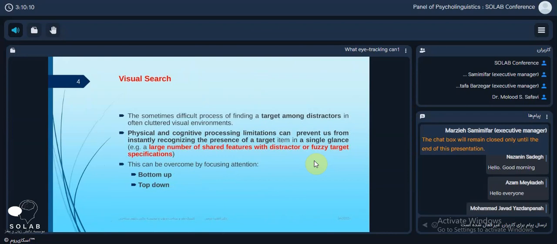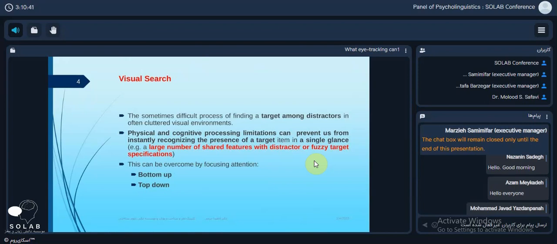One of the very important and sometimes difficult processes is finding a target among distractors in an often cluttered visual environment. Physical and cognitive processing limitations can prevent us from instantly recognizing the presence of a target item in a single glance, especially with a large number of shared features with distractors or a fuzzy target specification.